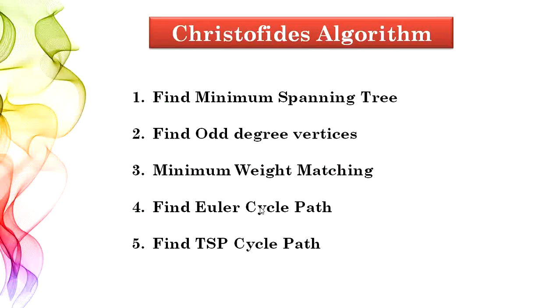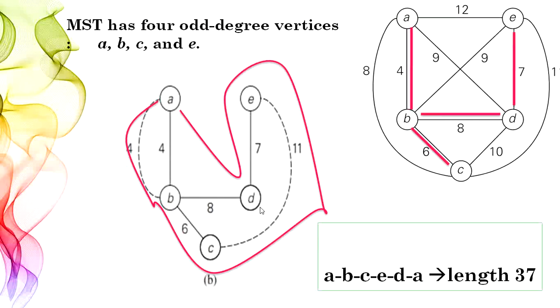The last algorithm is Christofides algorithm. First, the same step only. For a given graph you need to find the minimum spanning tree, find the odd degree vertices based on the MST, find the minimum weight matching, find the Euler cycle path, and find the TSP cycle path. It's a very simple one. From this MST I will get 4 odd degree vertices. What is your first step? You need to draw the minimum spanning tree.